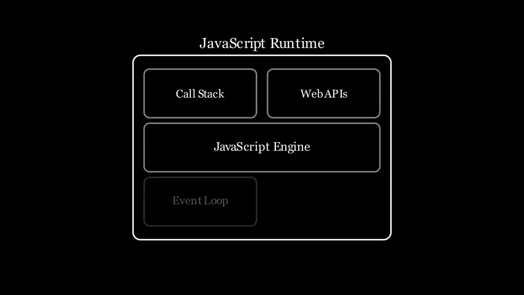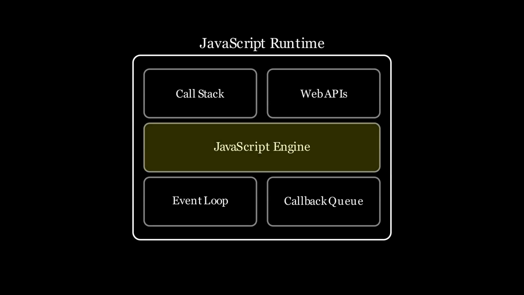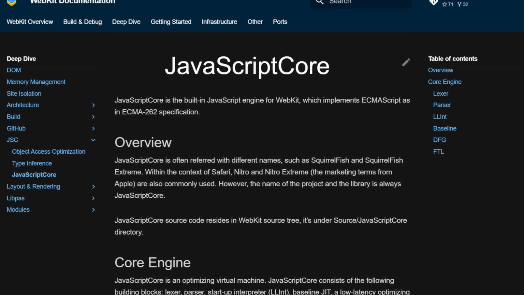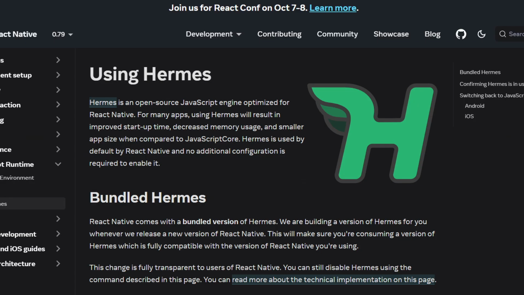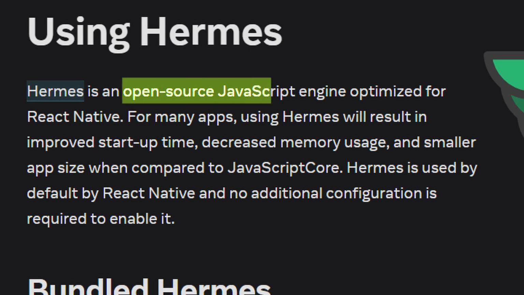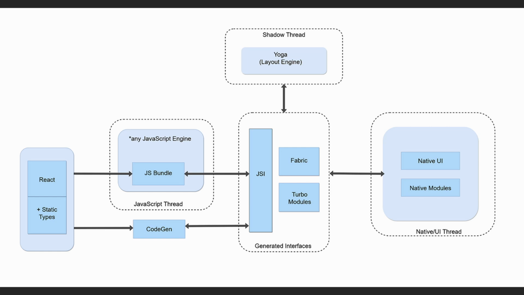Now we all know that JavaScript needs a runtime to execute. The JavaScript runtime consists of many things, one of which is the JavaScript engine. React Native used to have JavaScript Core or JSC, which is a popular JavaScript engine, but in the newer version it uses Hermes, which is an engine designed to improve the performance of React Native. With the addition of a runtime, the bundled JavaScript starts its execution on the JavaScript thread.